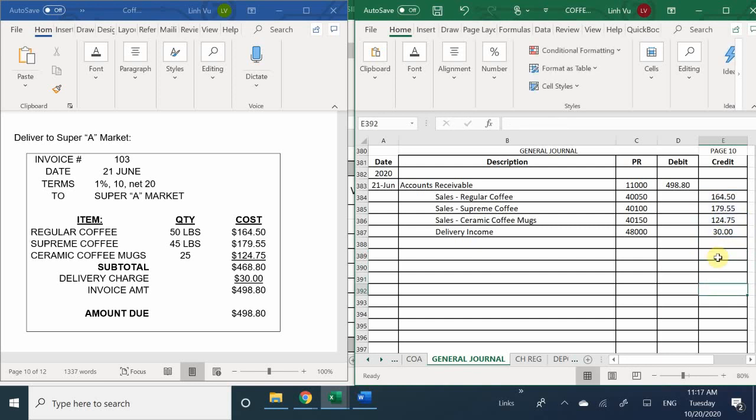All right. So what do I know about this transaction? Who did I sell this to? Super A Market. And what's my invoice number? 103. And what terms did I give this person? 1% 10, net 20.